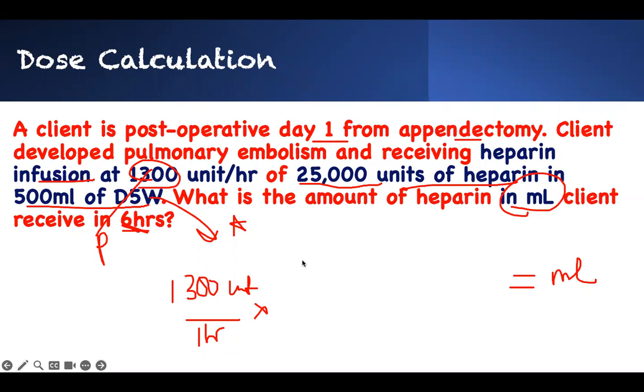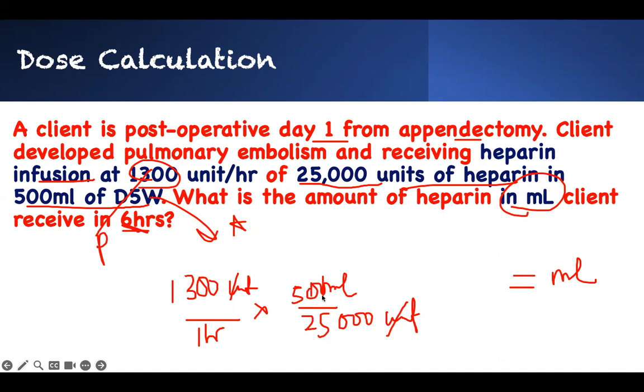So that's the first aspect of it. Now, what is prescribed and what is available dose? We have 25,000 units of heparin in 500 ml. Unit is up. I need to cancel the unit. So 500 ml need to go up. And then 25,000 units will be down. That's all. So the unit cancel and I have ml on top. And then I have an hour below.